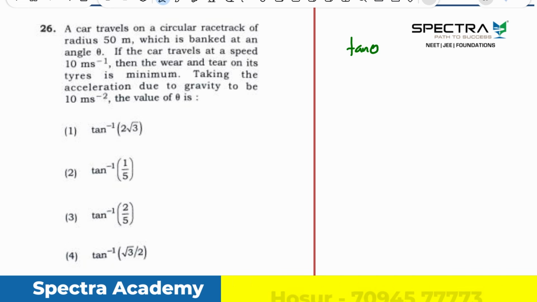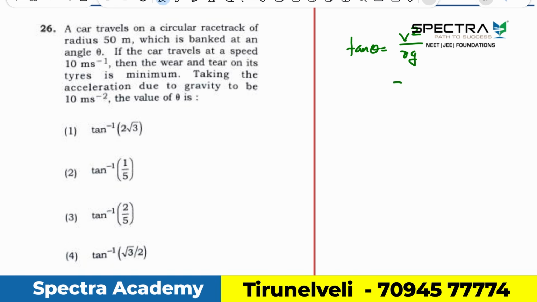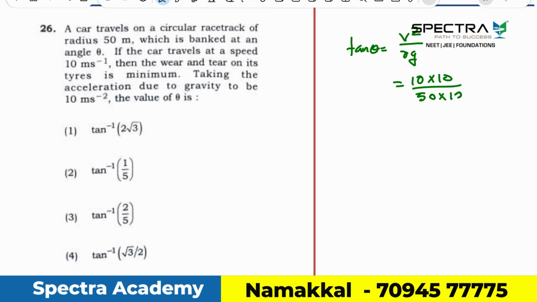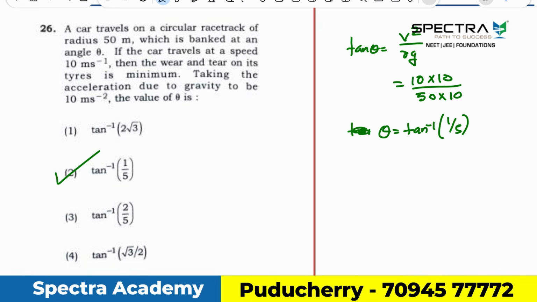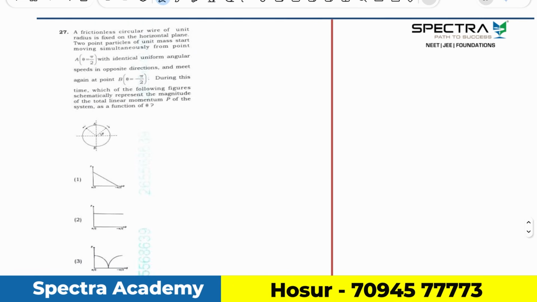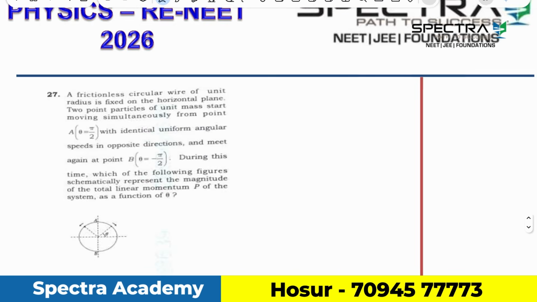See, it is easy to find the value of theta. First of all, it's a banked road, but no friction is involved, so tan theta is v square by rg. Now just give a substitution. 10 into 10 by, what is r? 50, and what is g? 10. So what do you get? Theta is equal to tan inverse 1 by 5. Yes, it's option 2. So question number 26 is option 2. Simple question. Now coming to question number 27.